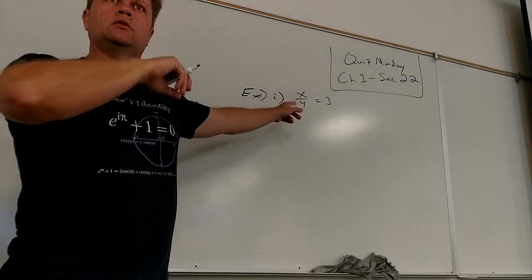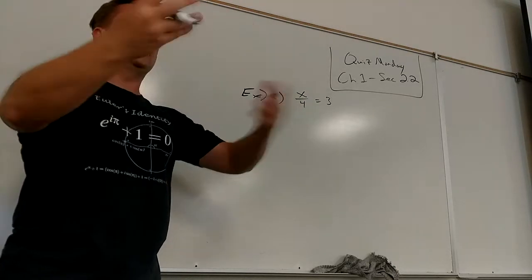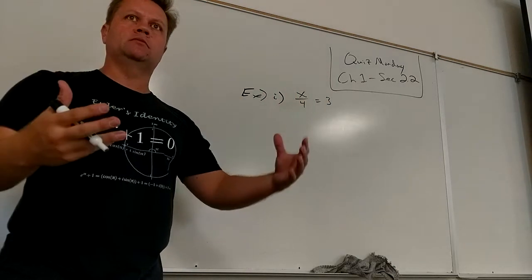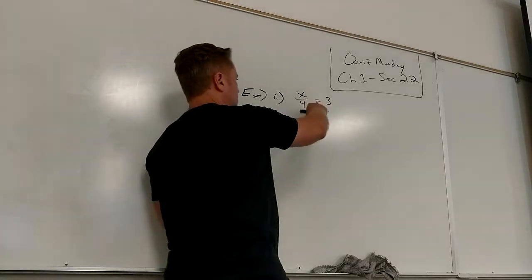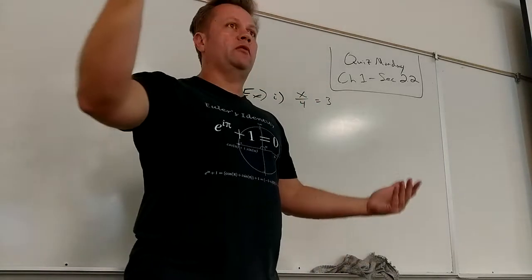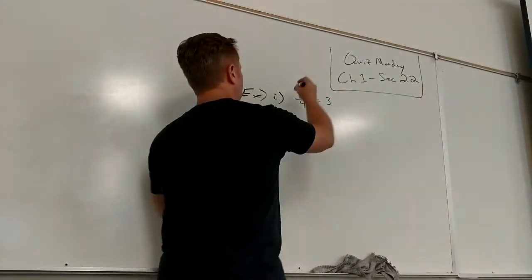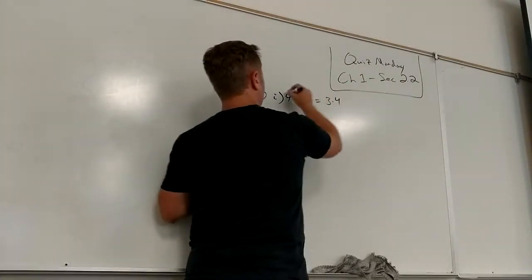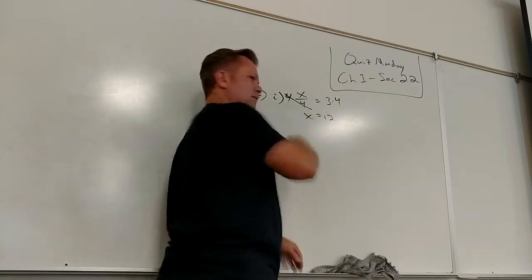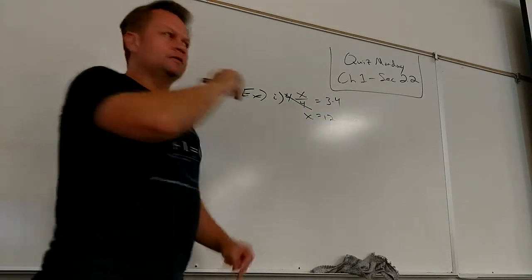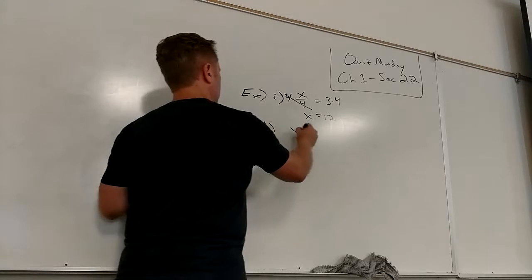Multiply by 4, because the idea is I'm always undoing what's being done. Somebody took x and divided it by 4. So I'm going to multiply by 4 so it gets back to what x was. Undo what was done. Multiply by 4, and x is 12. So what if it was this?